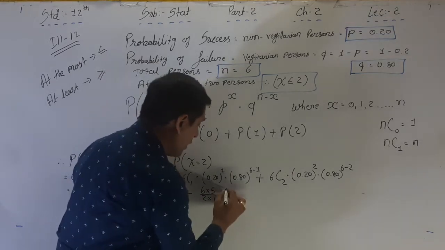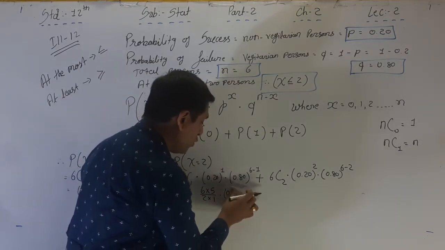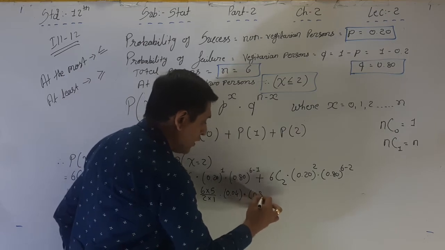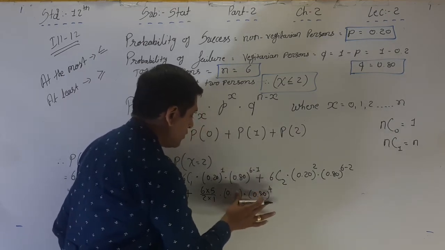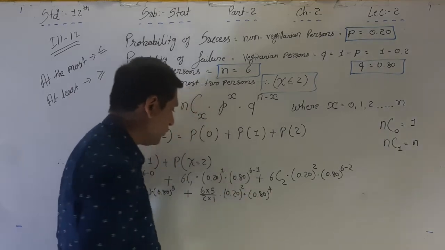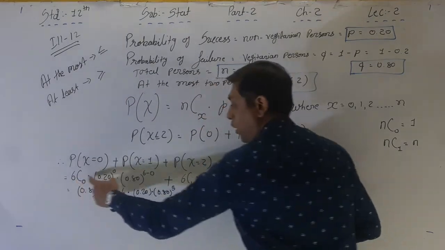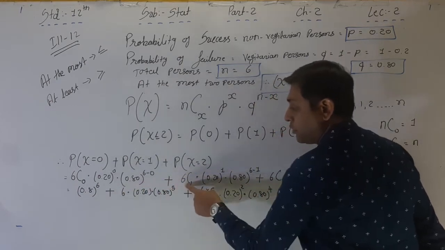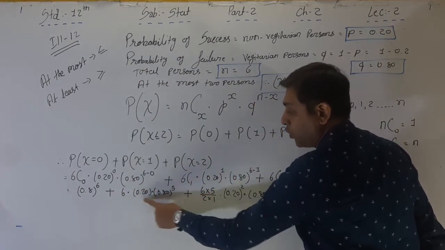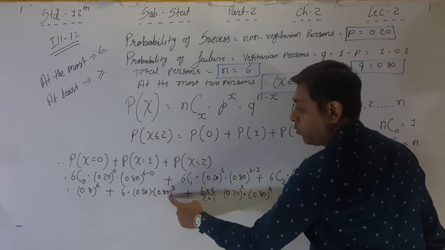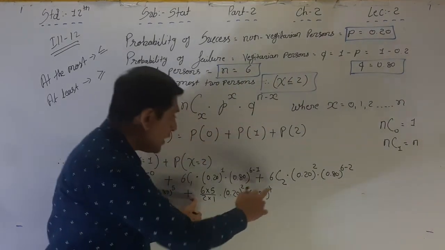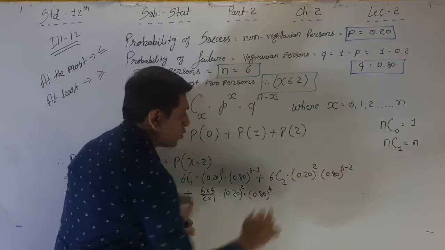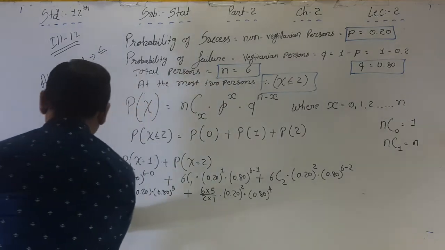See, 6C2, that's why we have to multiply just two amounts, 6 into 5, and in the denominator 2 into 1. 0.20 raised to 2, that is 0.04. Directly I have written that, and 0.80 raised to 4. I am just writing 0.20 raised to 2. Okay, so here again 1 and this one is 0.8 raised to 6. Then plus 6C1, 6, 0.20 raised to 1, and 0.80 raised to 6 minus 1, that is 0.80 raised to 5, plus again 6C2, 6 into 5 divided by 2 into 1, 0.20 raised to 2 into 0.80 raised to 6 minus 2.